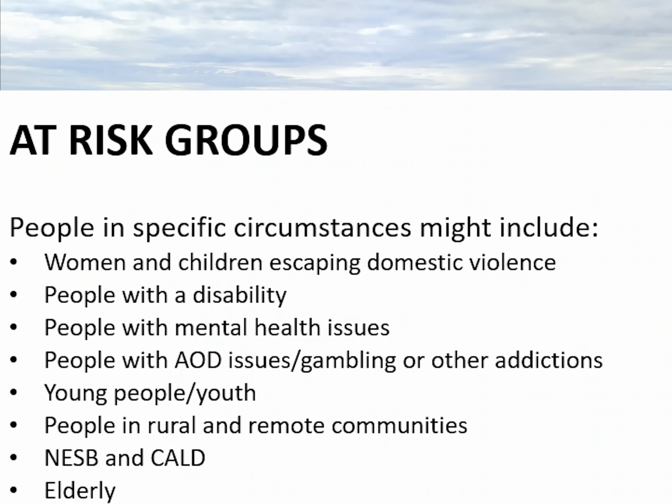and the idea that I guess the people that we work with in terms of community services are diverse people, and I guess broadly speaking they could be considered at-risk groups. So just on this slide here we've got, for example, women and children escaping domestic violence, people with a disability, people with mental health issues, AOD, gambling or other addictions, perhaps young people or youth, rural communities, people from culturally and linguistically diverse backgrounds, elderly, non-English speaking background there.